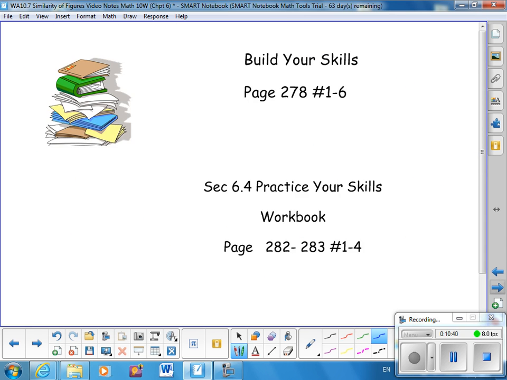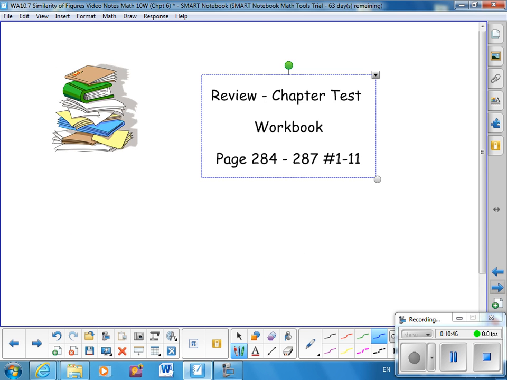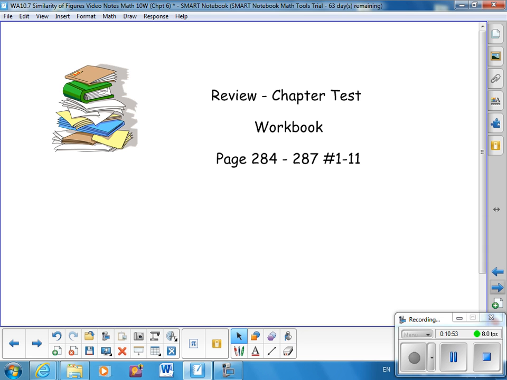Okay, I want you to build your skills and practice your skills for this section. When you feel confident with this material and are ready for the exam, you can go on to doing the chapter test review. And again, the instructions are attached to the last 2 pages, the ratio method and the parallel method, on how to do enlargements and reductions without calculations.